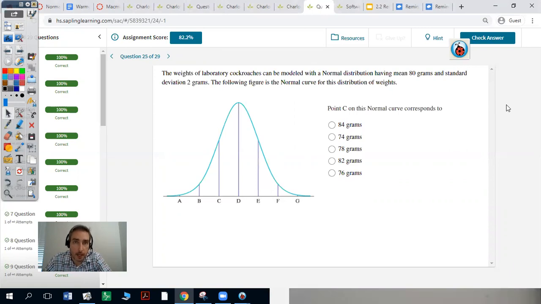All right, 25. Okay, weights of laboratory cockroaches can be modeled with the normal distribution have a mean of 80 grams and standard deviation of 2 grams. The following figure is the normal curve for the distribution of weights. All right, point C on this curve represents, well, the mean is 80, standard deviation is 2, this is 80, that's 2 less, let's say it's 78.